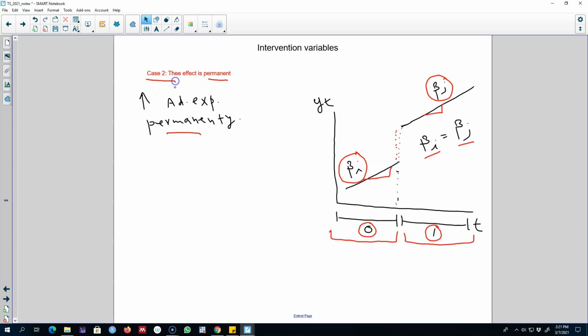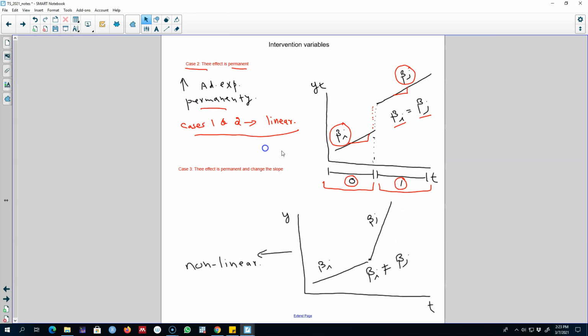Now, in both cases 1 and 2, we are still using the linear model. Now let's look at another case where the slope coefficient will change. Looking at this graph, we see that we have a variable yt. We increased our ad expenditures, and our slope coefficient was beta i before the intervention and beta j after the intervention. Note here, beta i is not equal to beta j. Before the intervention, the slope is much flatter, and it is much steeper after the intervention. Now, this is an example of a nonlinear model that I will talk about later in this chapter. You cannot model this type of data using the types of models that we are talking about so far. These types of models need special treatment or special tools.